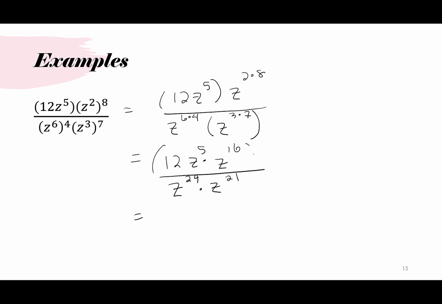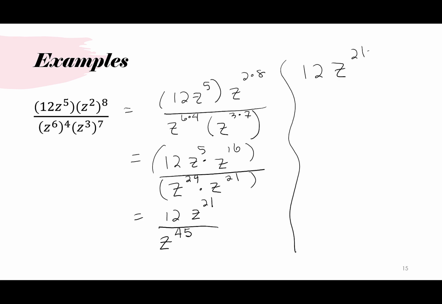So let's simplify the top. Remember I said it's kind of like parentheses there. So I have 12z. I want to add the 5 and 16, which is 21. On the bottom, I want to add 24 and 21, which is 45. Now I'm ready for the quotient rule. So I have 12z to the 21 minus 45. If I do 21 minus 45, I'm going to get a negative 24. We said negatives mean they really belong on the bottom, so I'm going to change that over to 12 over z to the 24th power.